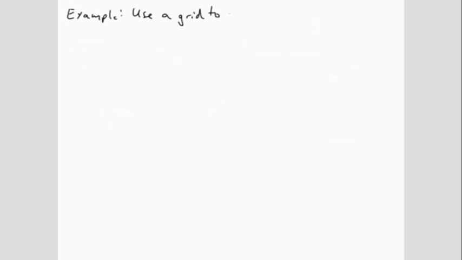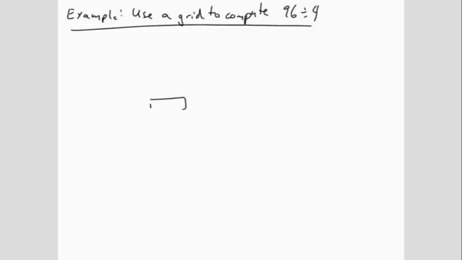Example, use a grid to compute 96 divided by 4. If we were to try to do this by just making groups of 4, the calculation will take a very long time to get up to 96. We need to think of a better way to count. Our past experiences should lead us to think about making clusters of 10. This means that instead of counting by 4s, we'll be counting by 40s.